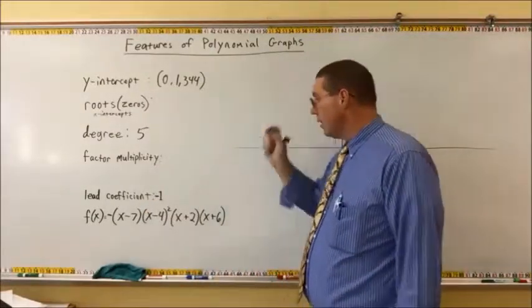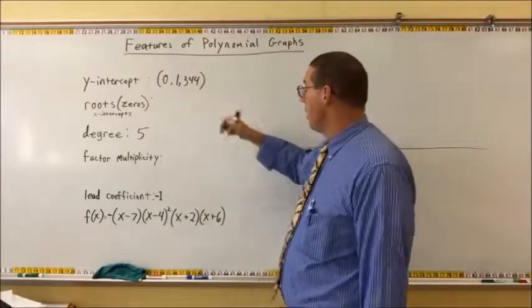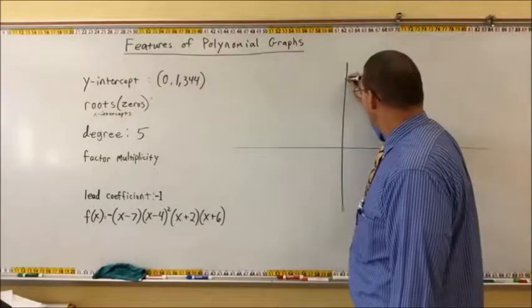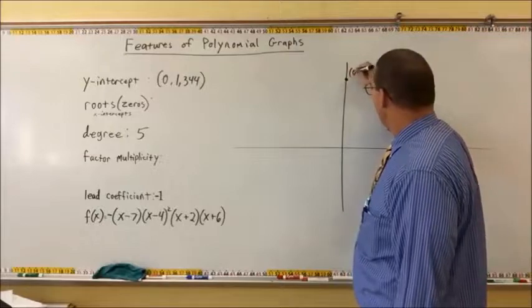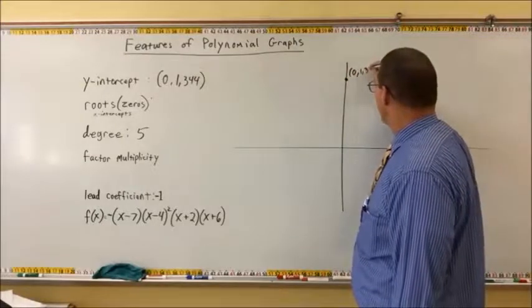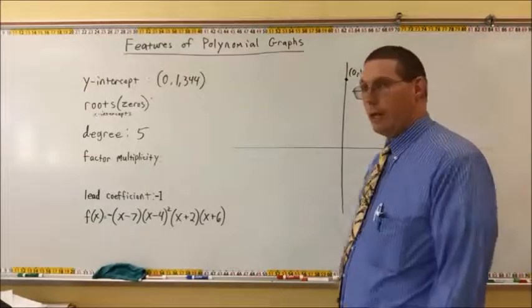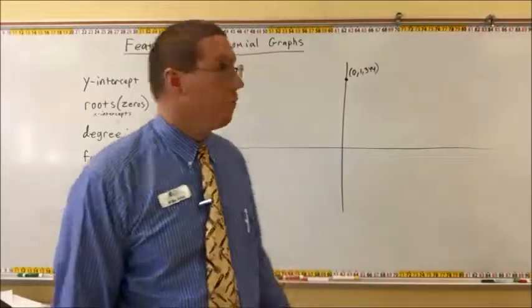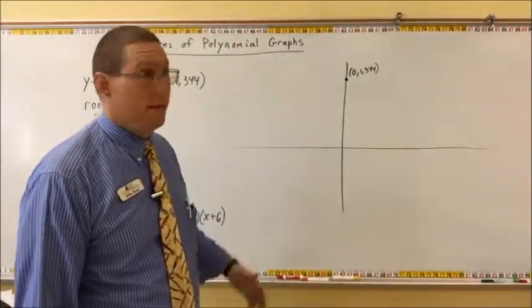So let's start out by plotting the y-intercept. (0, 1,344). I'm going to put it way up here. We're just labeling it. I know it doesn't look like 1,344, but it is, because we're calling it that.